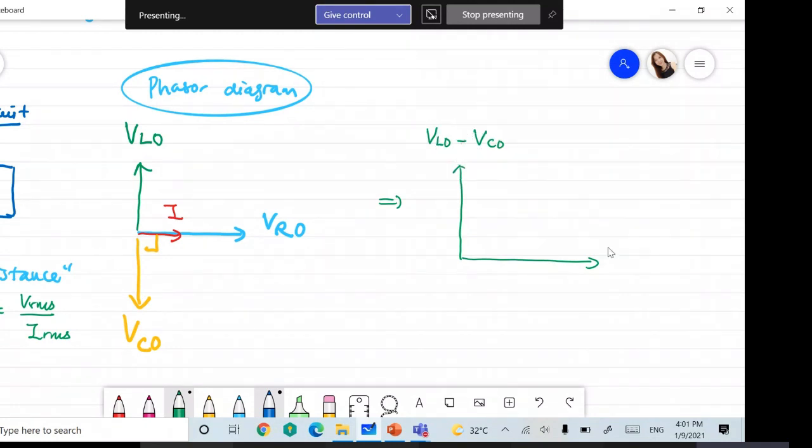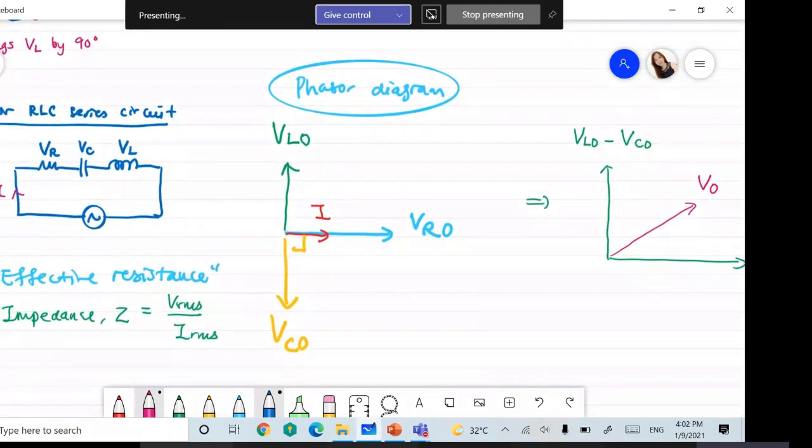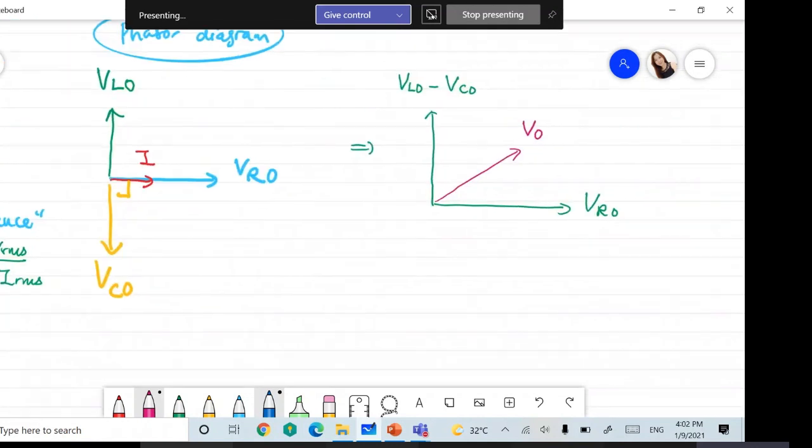Right, this is not the maximum value. Here is also always equal to VR0. The resultant of the voltage is actually the maximum voltage V0. So this V0 is referred to here. This is the AC source, so the AC source is V equal to V0 sine omega t. This is the V0, which is the maximum value.